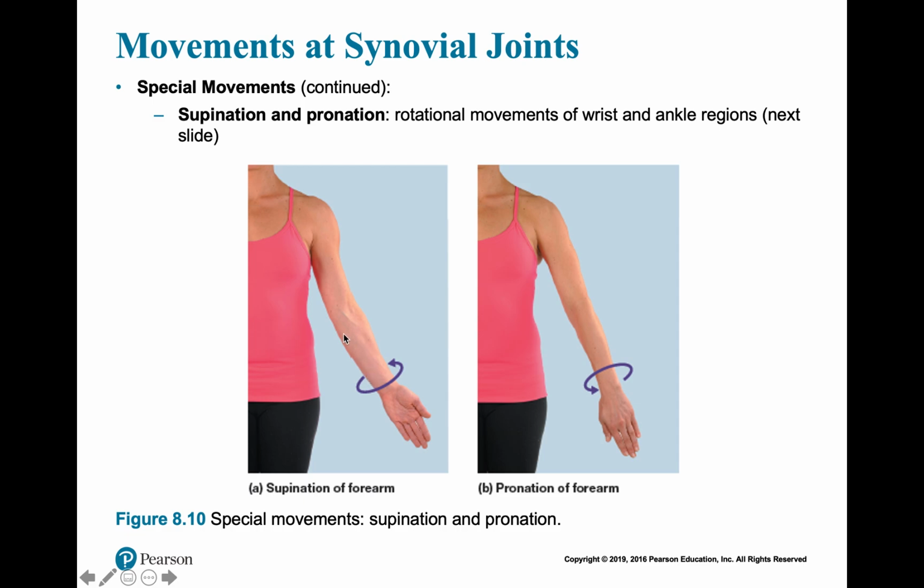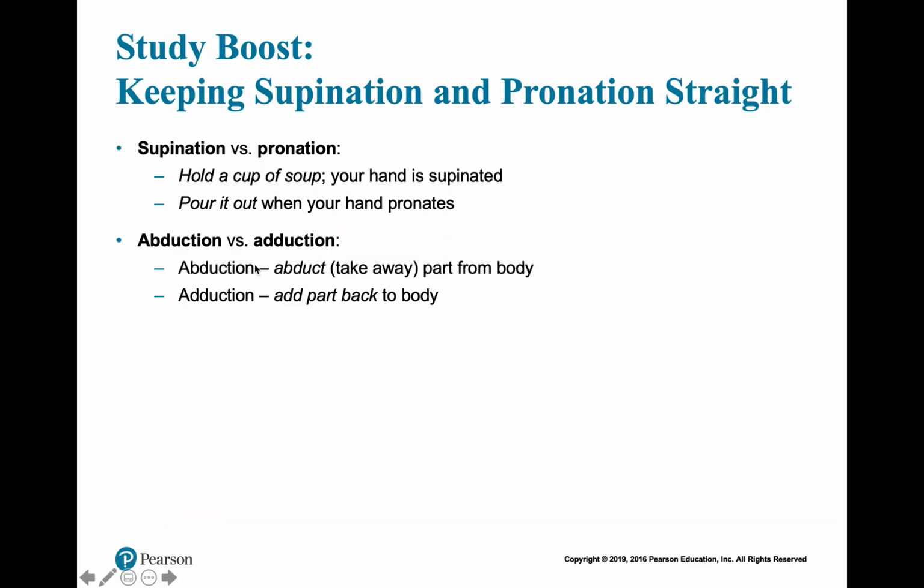When we get to the pivot joint, a pivot joint is a specific type of synovial joint. That is what is allowing this. It's the pivot joints between the radius and the ulna that allow for supination and pronation. All right, and this is just a little study boost. It helps with the understanding of supination. So hold a cup of soup. That's when your hand is supinated. Or if you pour it out, that's when your hand is pronated. That's a specialized rotational movement between the radius and the ulna.